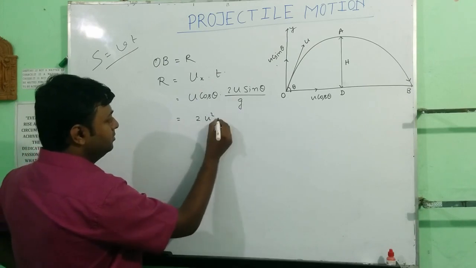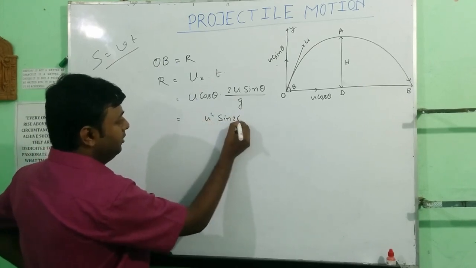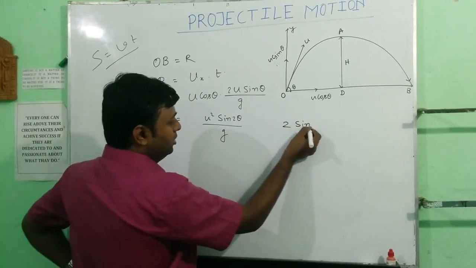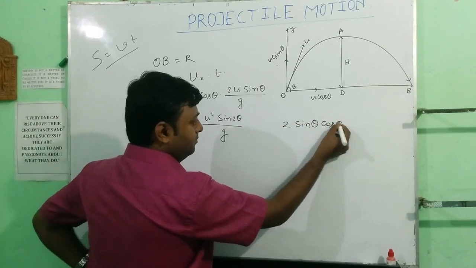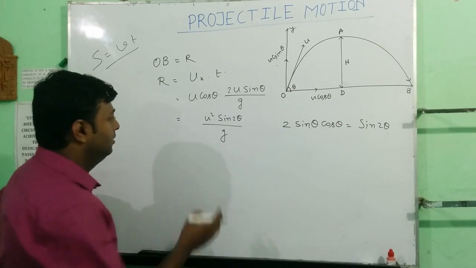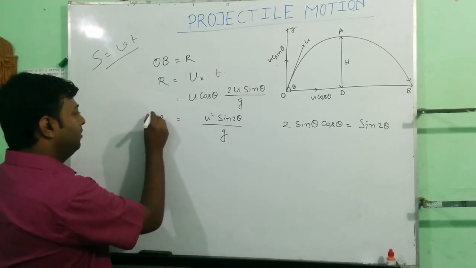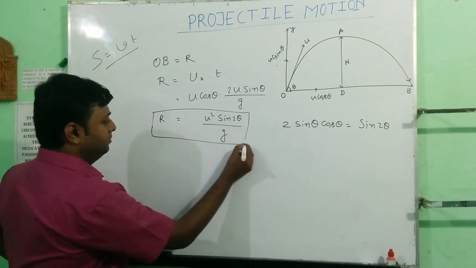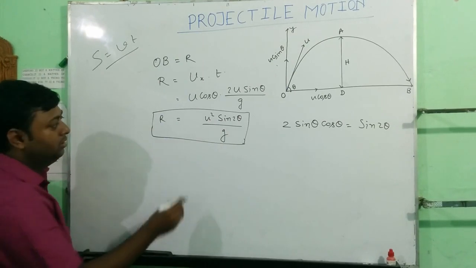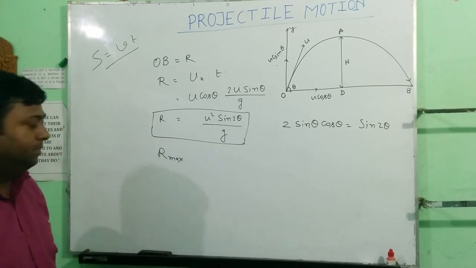2u square sin 2 theta by g, because 2 sin theta cos theta equals sin 2 theta. So R equals u square sin 2 theta by g. It is the formula of range. Now, if we study horizontal range for maximum value, R max, when is it maximum?